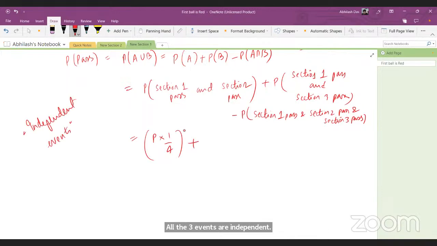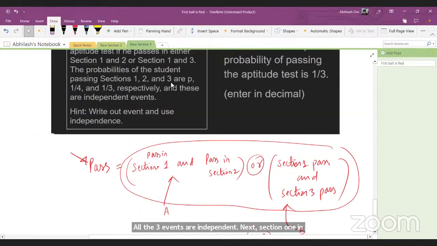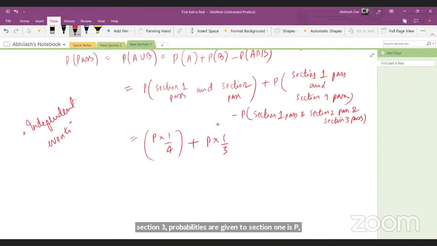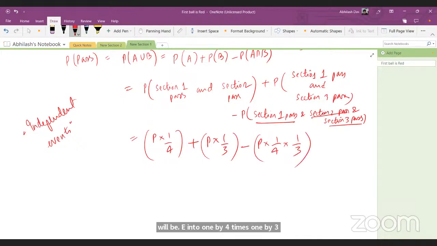Next, section 1 and section 3. Probabilities are given to you. Section 1 is P, section 3 is 1/3. So it will be P times 1/3. Now it will be section 1 pass, section 2, and section 3, so it will be P into 1/4 times 1/3. Now this is given in the question. Probability of pass is given to you, right? How much is it? 1/3. So this is the equation that you need to solve.